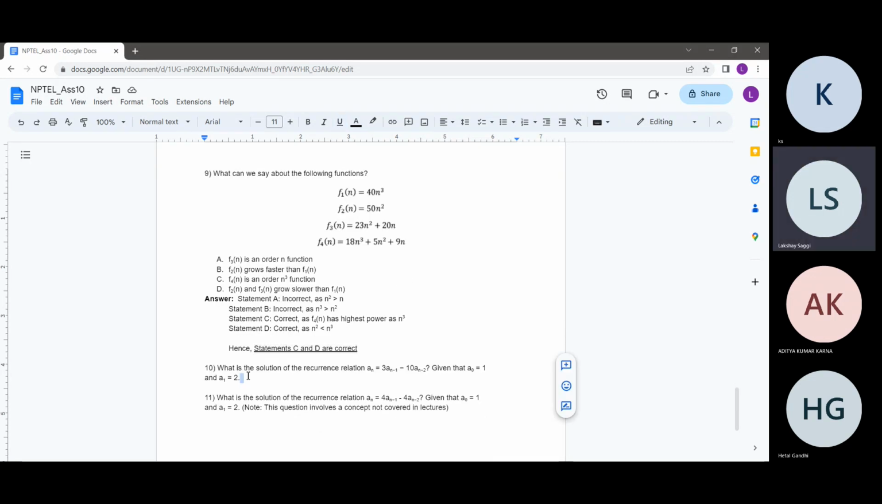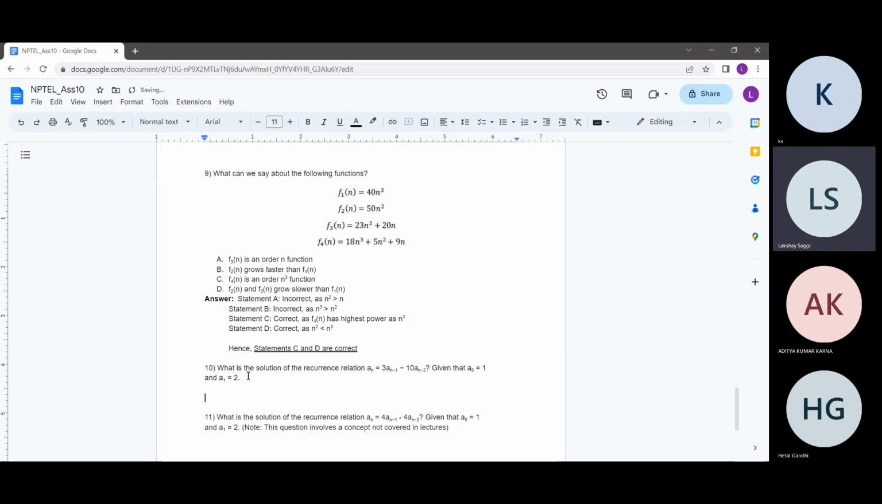Yeah, so let's just go to the next question then. I think the 10th question will be the last question for the day. I was planning on discussing another question, but the 11th question involves a concept which has not been covered in lectures. So I think I should not discuss this because I'll just be deleting this question.